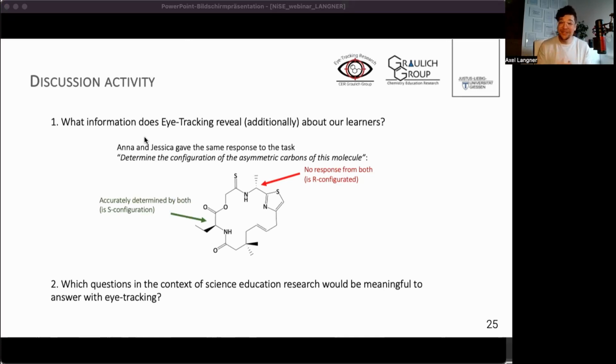And this should lead to the second question: which question in the context of science education research would be meaningful to answer with eye tracking? You can analyze a lot with eye tracking, but the question is, should we do it? Is it worth it or not? Which questions are worth it?